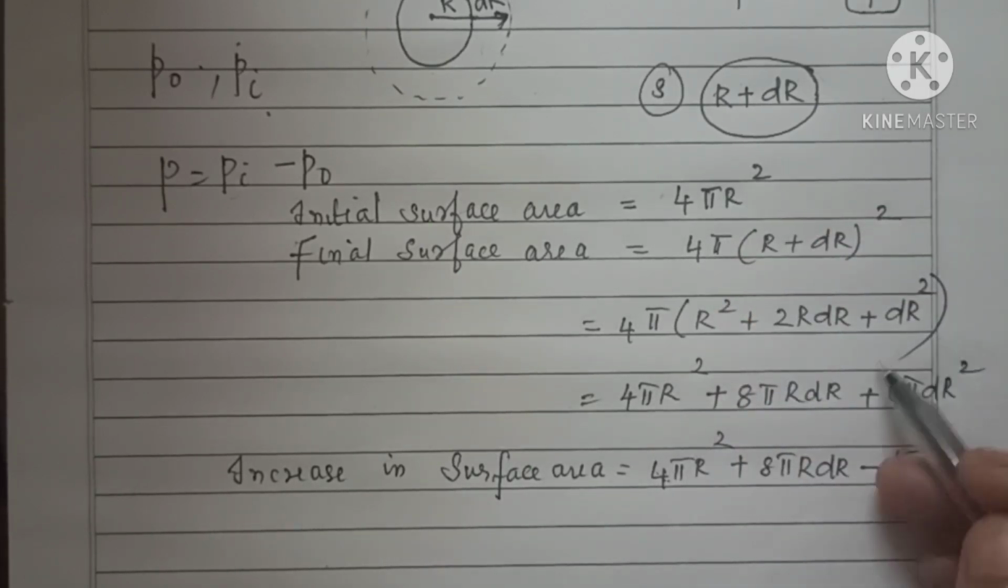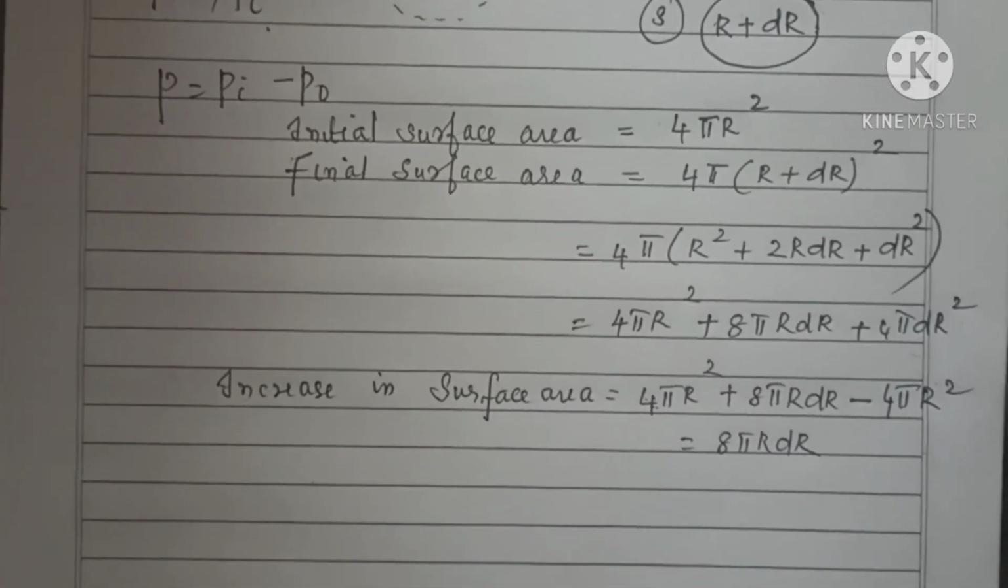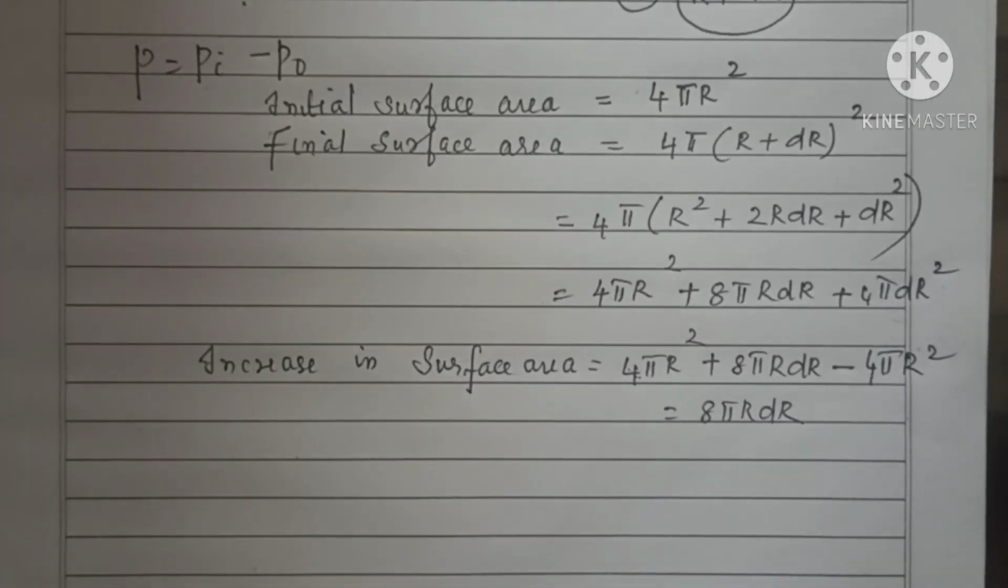Clear? This term is neglected because dr is a very small value. So by taking the square, it will again be a very small value which can be neglected. So 4 pi r square plus 8 pi r dr minus 4 pi r square, the 4 pi r square term will get cancelled and the final value is 8 pi r dr. Okay, 8 pi r dr. This is the increase in surface area.